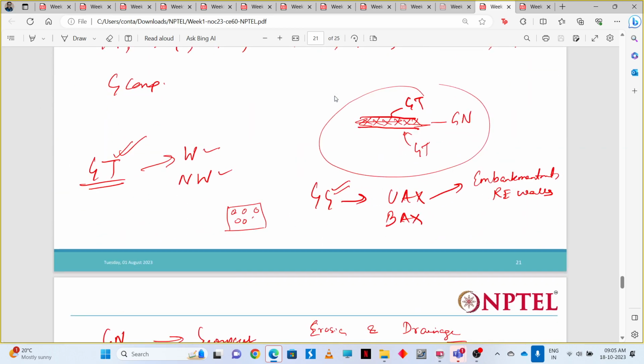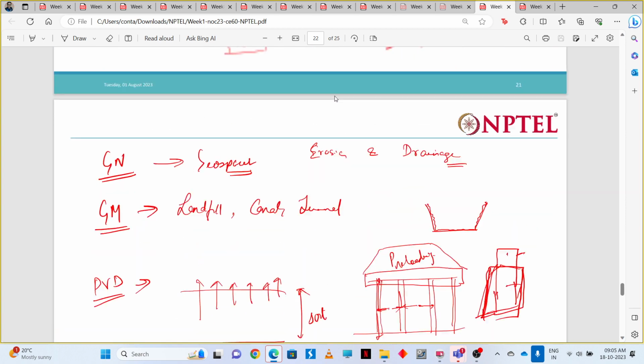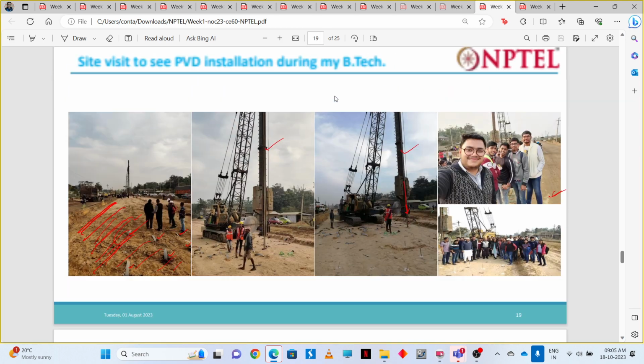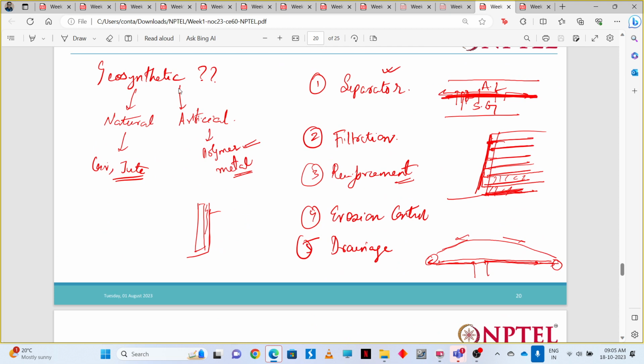We discussed all the types of geosynthetics. Basically there are natural geosynthetics and artificial geosynthetics. Natural geosynthetics are very important for sustainability reasons, and they are mostly made up of coir and jute. They are important from the point of view of sustainability and also environmental impact. Then we have artificial geosynthetics, which are made up of polymers or metals.